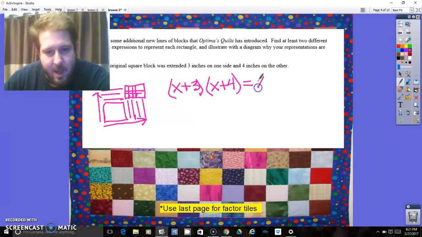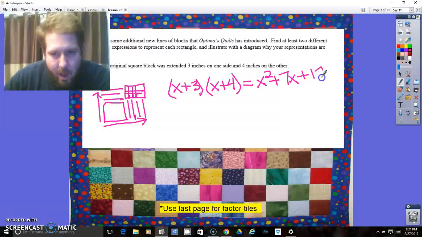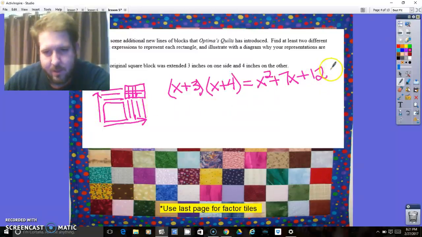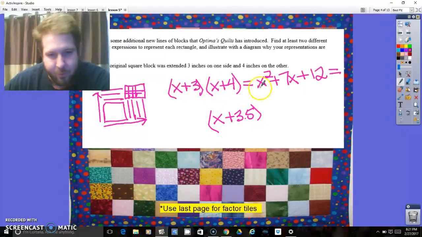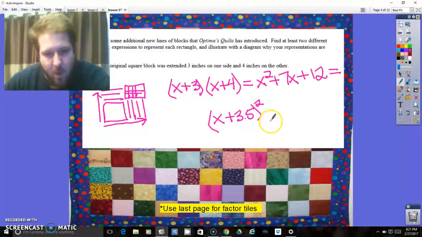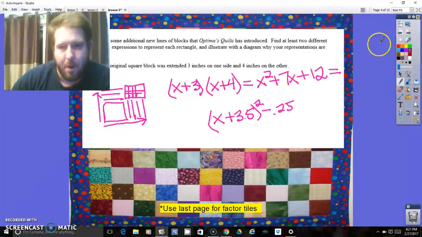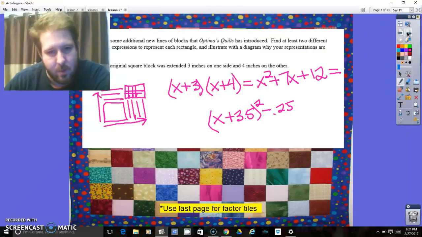Now that would be equal to x squared plus 7x plus 12, because those are the pieces that we use. And that is equal to x plus 3.5 squared, because once again we have 7 longs. 3.5 on each side means we need 12.25, but this time we've only got 12, so we're missing 0.25 of a unit. So we're only missing one part of 1 unit in order to complete that square.